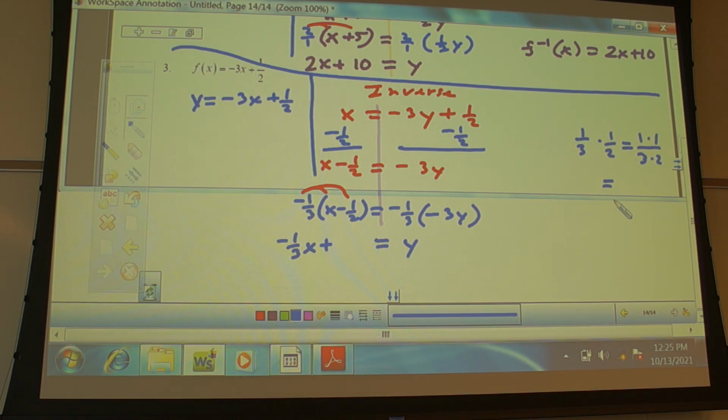Natalia, what'd you get? 1/6. I didn't hear you. 1/6. Great. Perfect. Negative 1/3 x. So then my final answer is f inverse of x is equal to negative 1/3 x plus 1/6.